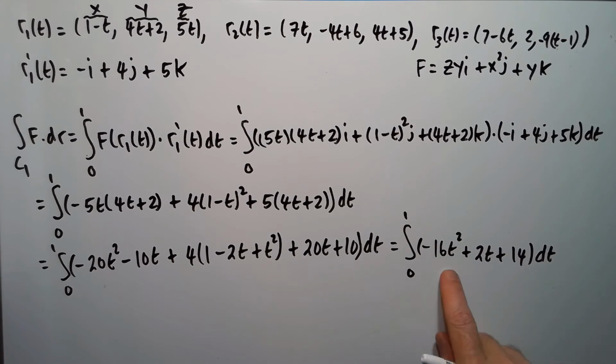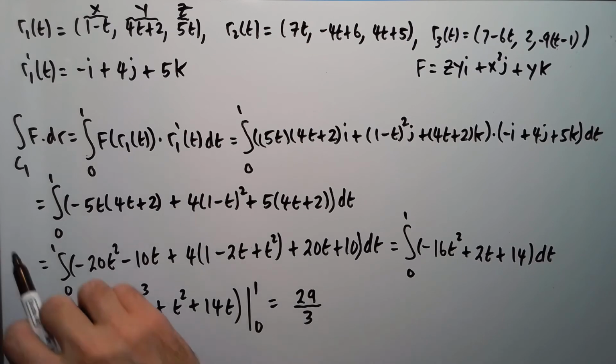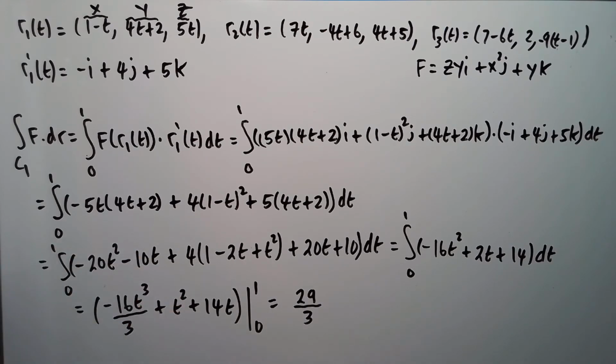And then integrating, so it'll be negative 16t cubed over 3, 2t squared over 2, the 2's will cancel, and 14t. Okay, let's do that. So we'll get this, and then just putting 1 in, and then putting 0 in. I'll let you check when you plug those in and simplify, you get 29 over 3. Okay, so we did the integral over C1. So it's 29 over 3. So let's do now the one over C2.